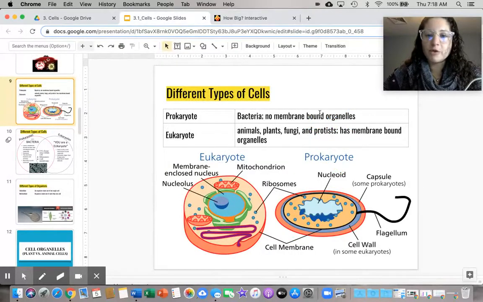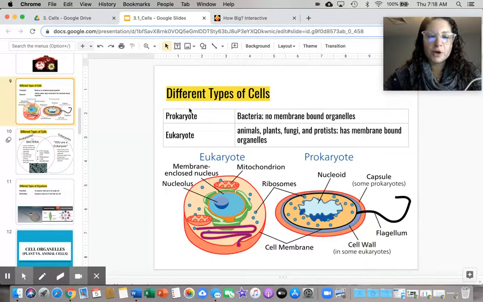They have no membrane-bound organelles. So this is a picture of a prokaryotic cell. Like I said, they do have this nucleoid, which holds some genetic information in here. They do have some ribosomes, which make protein. And they do have a cell membrane. In this case, the prokaryote has a flagella, which is a little tail it uses to move around.